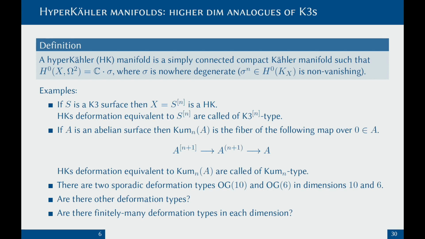So a really important question is, is that it? Do we have any other deformation types? This is really one of the big questions in the theory of compact hyper-Kähler manifolds. And another question is, do we know that in every dimension there are finitely many deformation types? At the moment we don't know that, but it's expected that in every dimension there are finitely many deformation types. So for K3s there's 1 deformation type. Starting from hyper-Kähler fourfolds, we know 2 deformation types, but a priori there could be infinitely many.